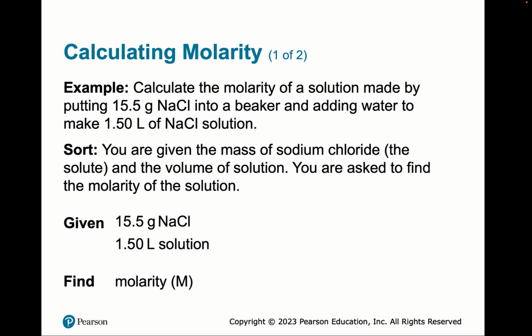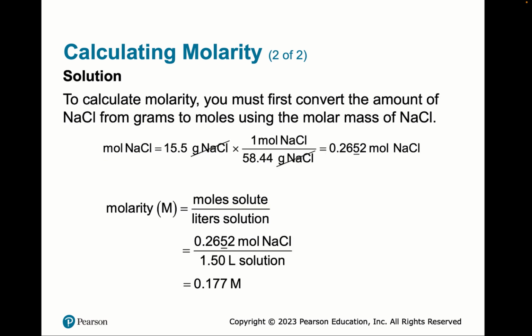So let's do this example here. Calculate the molarity of a solution made by putting 15.5 grams of sodium chloride into a total of 1.5 liters of solution. So we're given the mass of sodium chloride and the total of 1.5 liters of solution. What's the molarity? Well, that's moles per liter. So we've got to figure out the number of moles of sodium chloride and then divide it by the total volume of the solution.